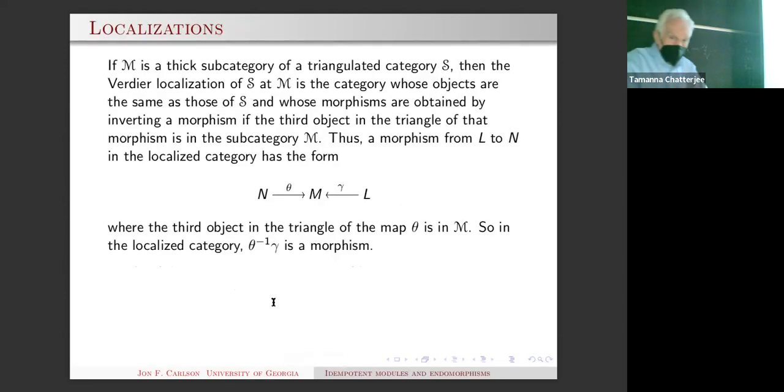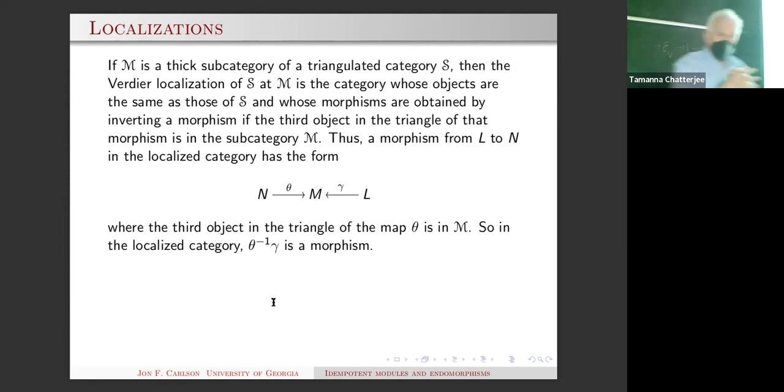Here's the thing. We've got a thick subcategory of the triangulated category S in general. The Verdier localization. The whole point of thick subcategories, by the way, is that you can localize with respect to these. You get a new category out of this. And the whole point of thick tensor ideals is that when you do that localization, what you get is something that still has the tensor product structure on it.